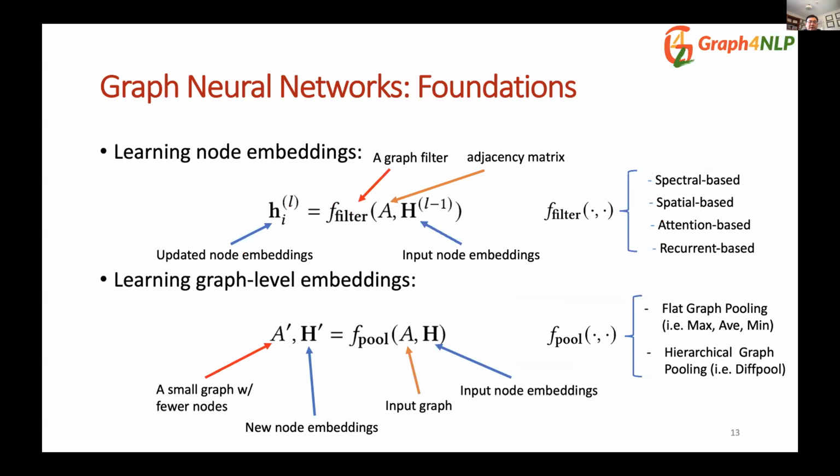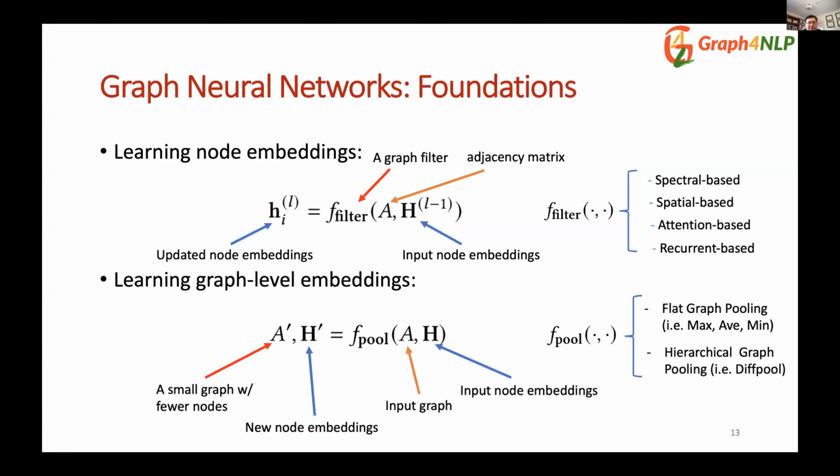Therefore, if we want to learn the graph-level embedding, we have to introduce a new operation called the graph pooling operation. The graph pooling operation essentially takes the initial graph structure and the node embedding and generates a smaller graph with fewer nodes and corresponding new node embeddings. We can generally group them into two different groups.